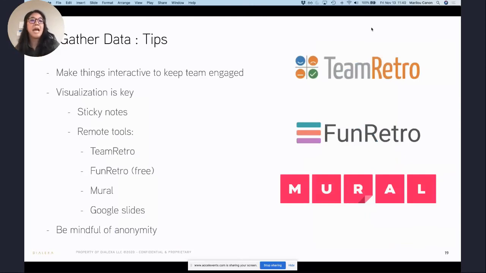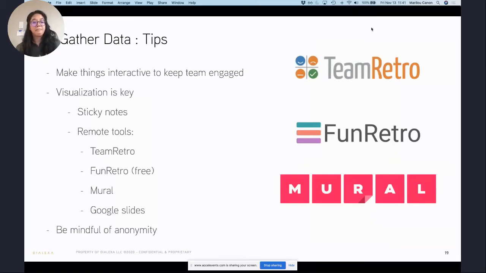So, gathering data tips: make things interactive to help keep the team engaged. So speaking to that silent death type of retrospective, having people either write on physical sticky notes or interact with some online tool, it's key to have everyone on the team participate. Also, especially working in a virtual world, keep things as visual as possible with sticky notes or these remote tools. I've used Team Retro, Fun Retro, Mural, which is a design tool I just repurposed for my retrospective purposes, or even Google Slides if you're just looking for a really seamless point of entry that you can just share with everyone.